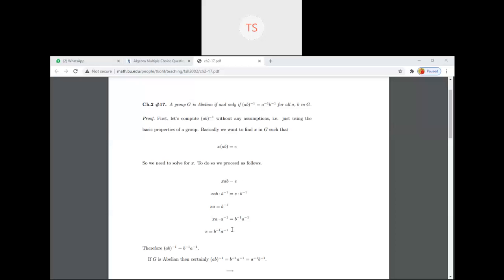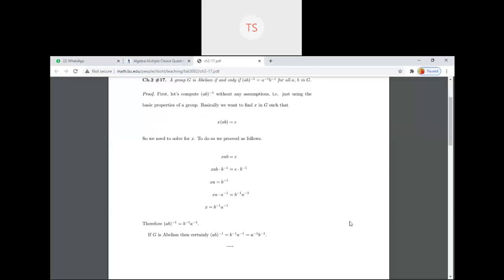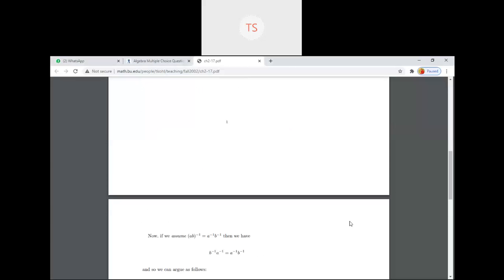Now tell me, are you clear about this portion? Are you clear, all of you? Hello? All of you are clear about this part? Yes, ma'am. See, if you have any doubts, please let me know.